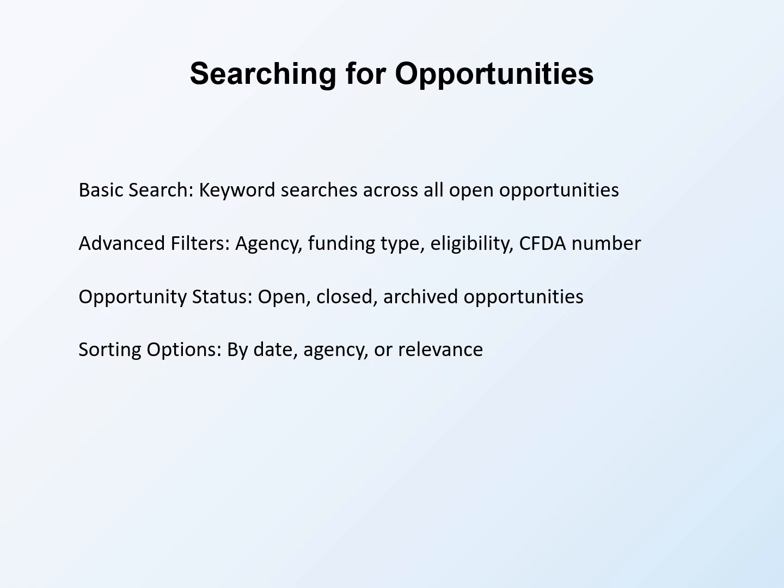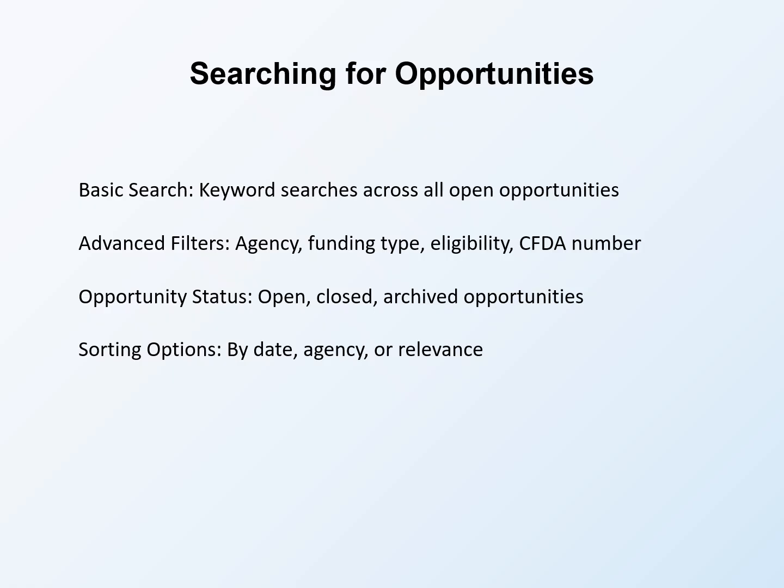Effective searching in Grants.gov helps you find relevant opportunities efficiently. Basic search allows keyword searches across all open opportunities. Enter terms related to your work, such as workforce development or cancer research or arts education, to find potentially relevant programs. Basic search is a good starting point but may return many results requiring further filtering.